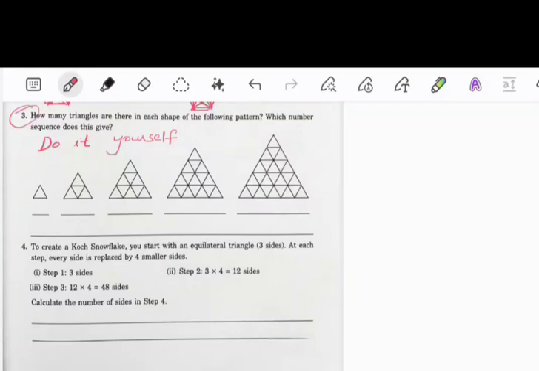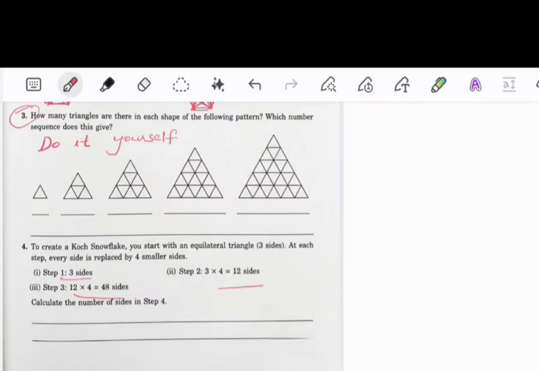To create a Koch snowflake, you start with an equilateral triangle, 3 sides. At each step, every side is replaced by 4 smaller sides. So, the Koch snowflake is a famous mathematical pattern called a fractal. Here's step 1, 3 sides. Step 2, 3 into 4, that is 12 sides. Step 3, 12 into 4, that is 48 sides.